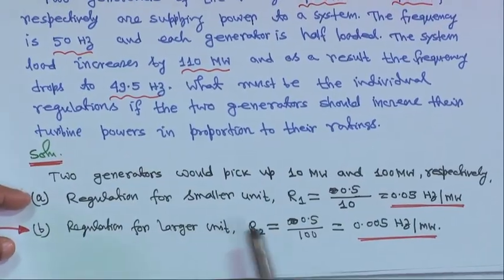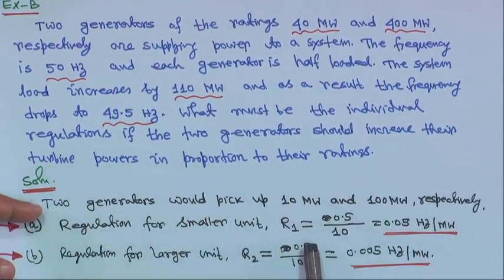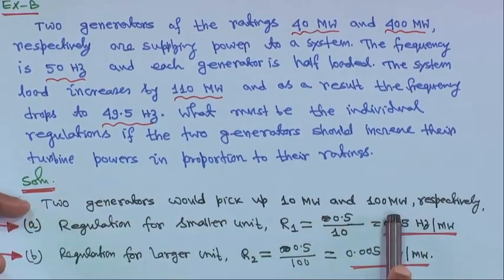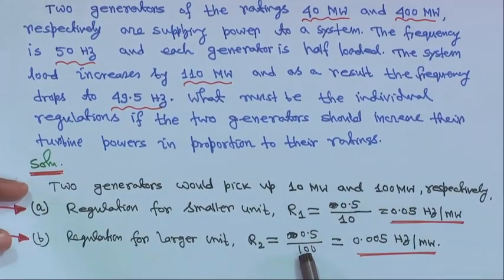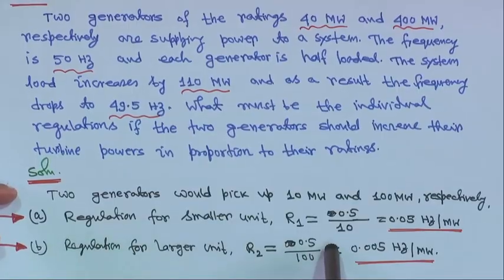Similarly, regulation for the larger unit R2 will be: frequency drop will remain the same, that is 0.5 hertz, but it picked up 100 megawatt. So it will be 0.5 by 100, right? So that will actually be 0.005 hertz per megawatt. So the problem is very big, but the solution is just in 2 lines.